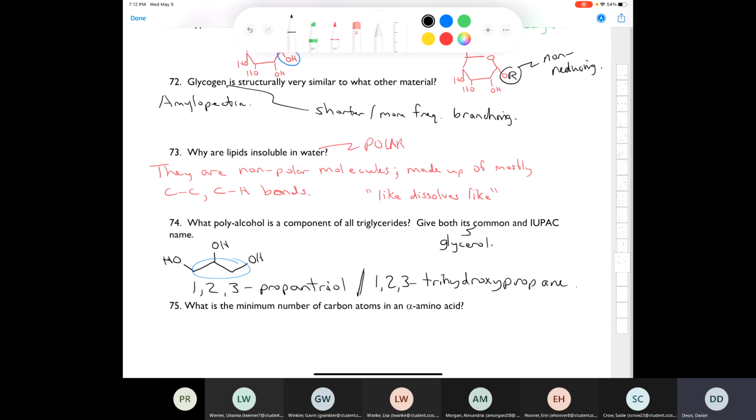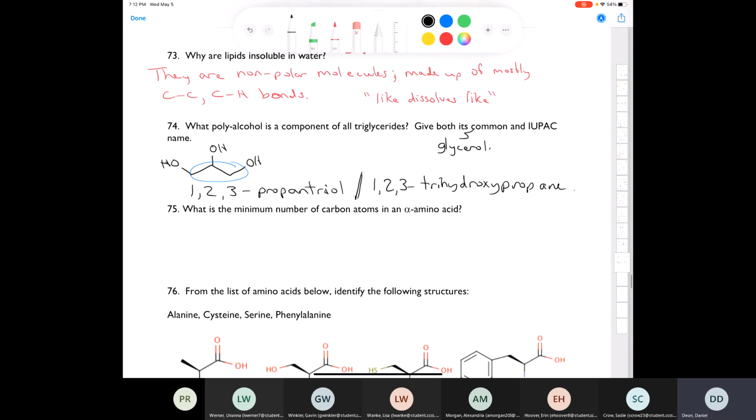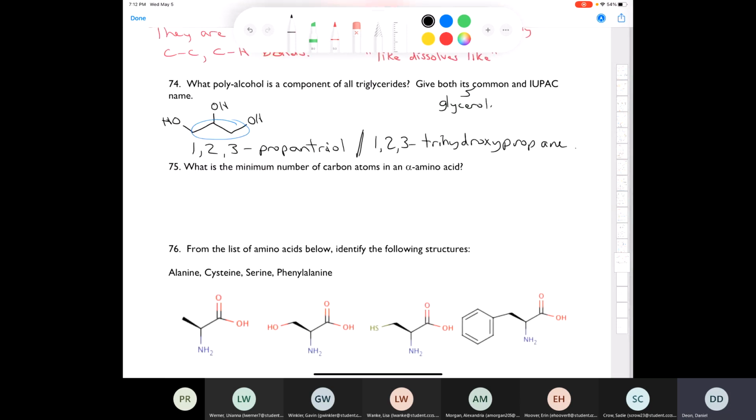That works too. What is the number of carbon atoms in an alpha amino acid? There's only 2. You should be able to draw NCC. You should be able to draw the C terminus and the N terminus. We have the hydrogen here and an R group, so we have a total of 2 carbons in an alpha amino acid.